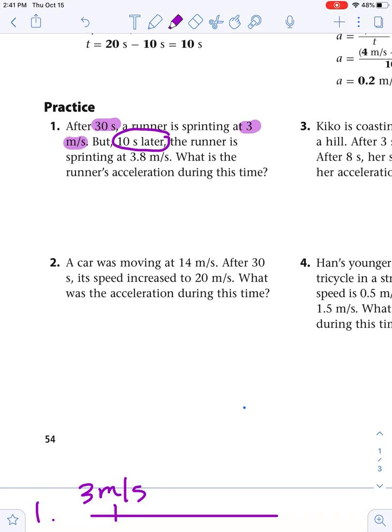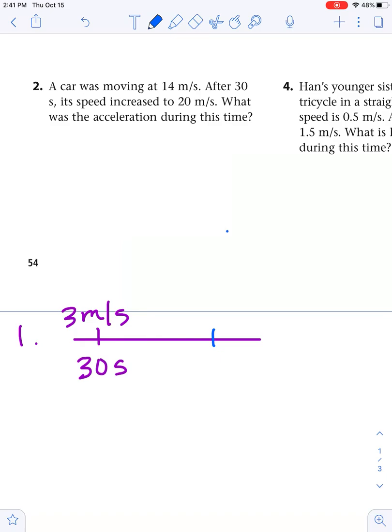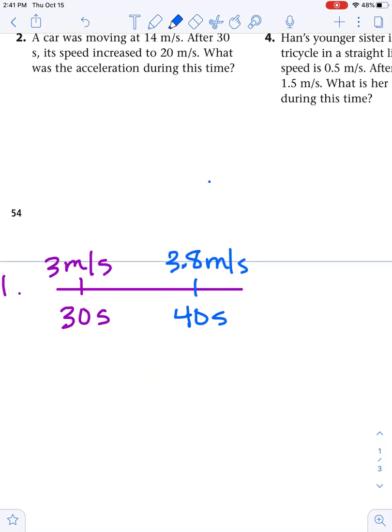But 10 seconds later, well, so I know then that 10 seconds later, that is going to be 40 seconds, right? Because my previous time was 30 seconds. So add 10 seconds to that. I am now at 3.8 meters per second, okay? So I'm going to verify that up here. So I'm at 3.8 meters per second, 10 seconds later, which is my 40 seconds, all right? So now what I am able to do is I'm able to plug in my numbers.